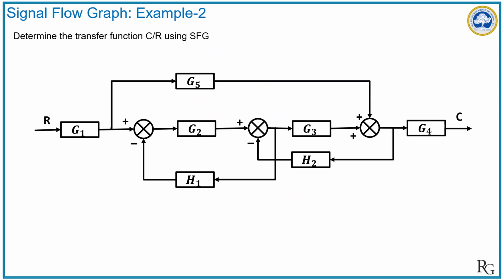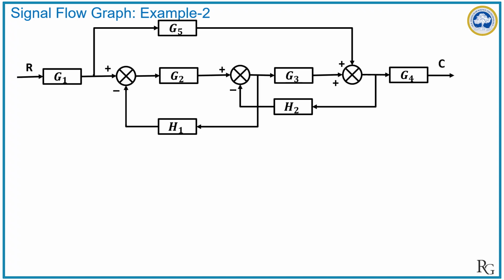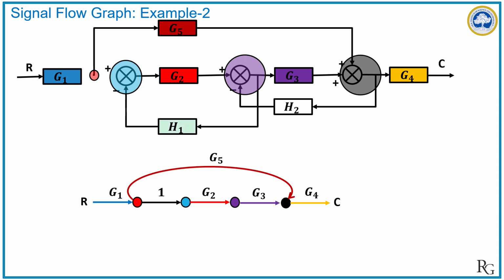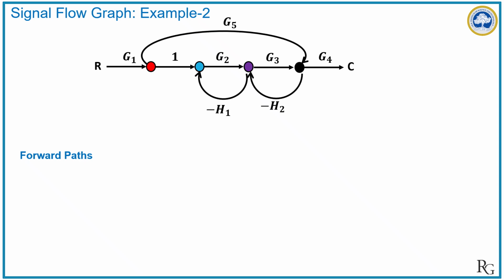So we can take another example. Again, we will follow similar steps. First of all, we convert this block diagram into the signal flow graph. We point out all the nodes and then connect all the nodes to each other with the respective gains. So this is our final signal flow graph, which we have derived from the transfer function.